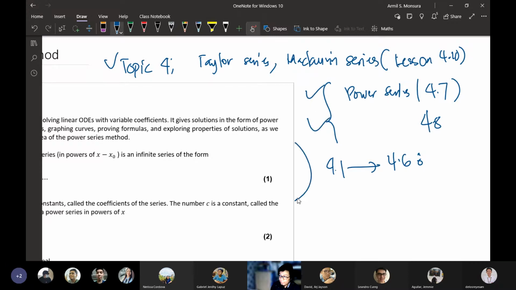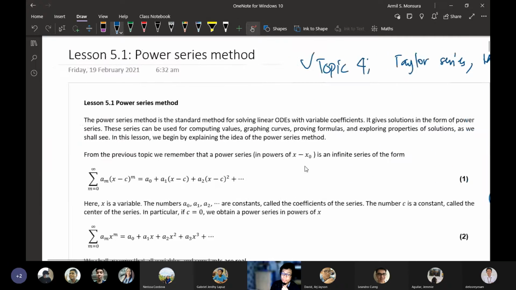Pwede niyo namang maintindihan itong lesson natin. Pero basically what we will do, okay? What we will do is we will try to lay the foundations first of the power series method. Okay? So the power series method is a standard method for solving linear ODEs with variable coefficients.